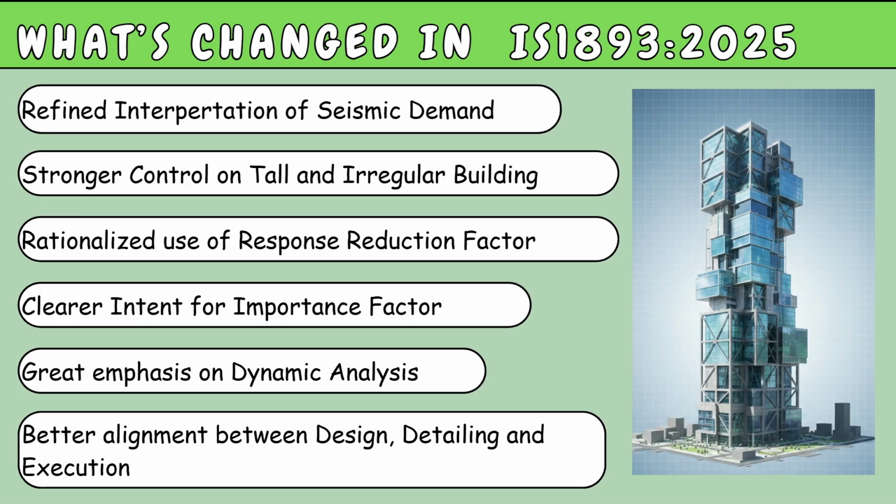And the next is greater emphasis on dynamic analysis. Dynamic analysis is strongly encouraged, especially for tall, irregular, and important buildings. This helps capture real earthquake behavior more accurately than the simple static method. And the last one is better alignment between design, detailing, and execution, so that the code ensures the structural design assumptions match actual construction and detailing practices. This reduces the gap between what is designed on paper and what is built on site.